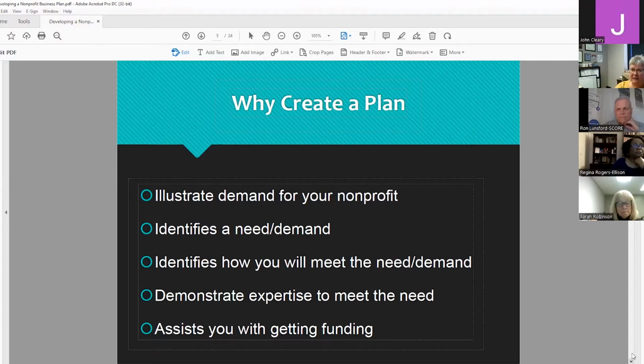Another reason to create the plan is that it demonstrates what expertise you, your board, or the people involved with your organization have to meet the need. What expertise do you have to do it better than the other organizations that are potentially doing what you're doing? And it also, as I said earlier, will help you with getting funding.